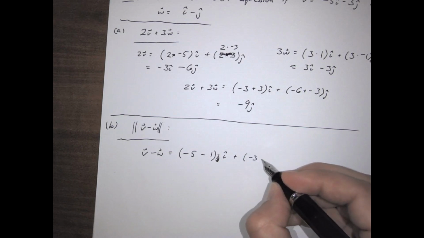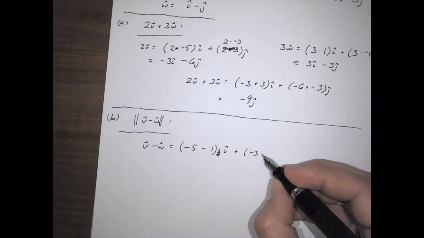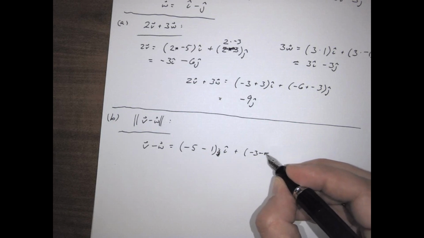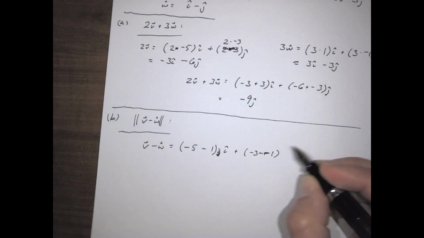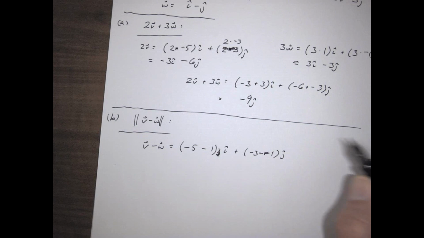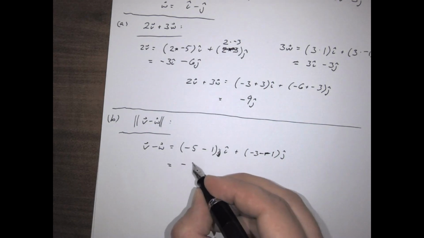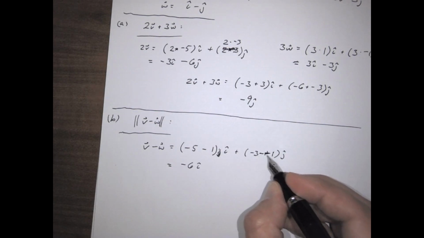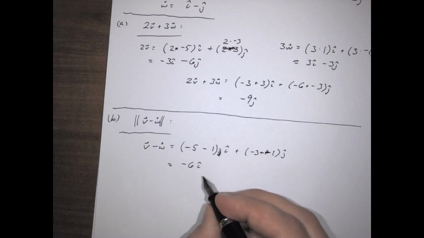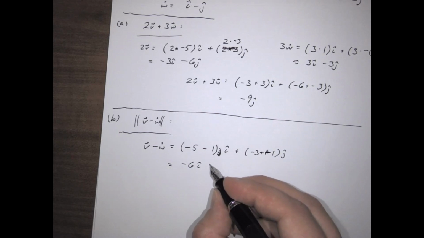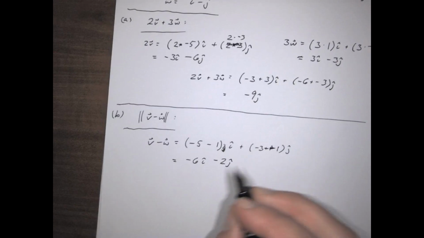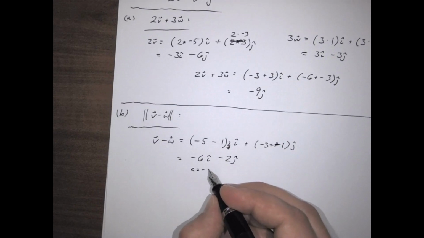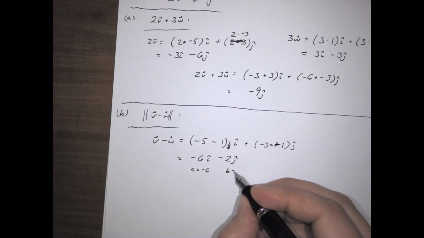Negative 3 is the component on v of j, and then minus a negative 1 on the j. So negative 3 minus negative 1. And then that's going to be negative 6i. Negative 3 minus negative 1 really becomes like a plus, right? So that's going to be like negative 3 plus 1, so it's going to be negative 2j. Okay, so then a will be negative 6. B will be negative 2.